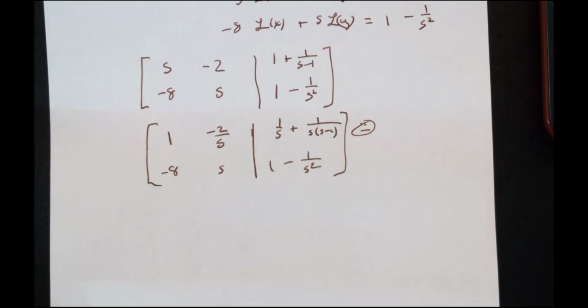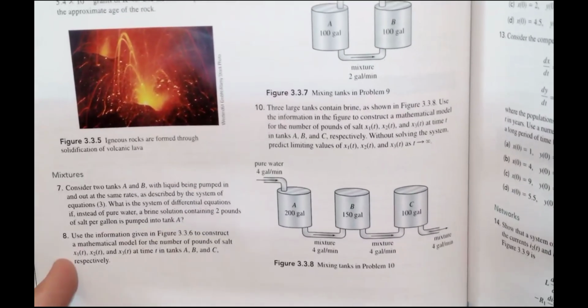For the first one, number 8, it just says construct a mathematical model. That means we have to solve it, right? Correct. Just come up with the set of equations that you think models that system. And then for 10, it says without solving it, predict the limiting values. Yep. Sure. I just want you to think for a second about what's happening in problem 10.